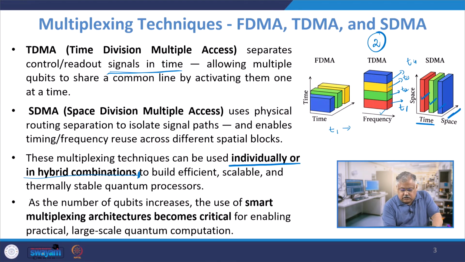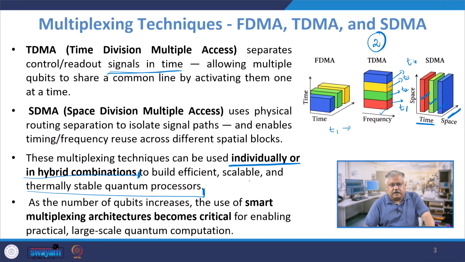And typically thermally stable quantum processors are allowed when you do these hybrid combinations in a proper fashion, but you need to understand that while doing so you need to ensure that the information is not lost while you are doing the multiple access. They should not be lost while being processed in either of these 3 multiple access regions.